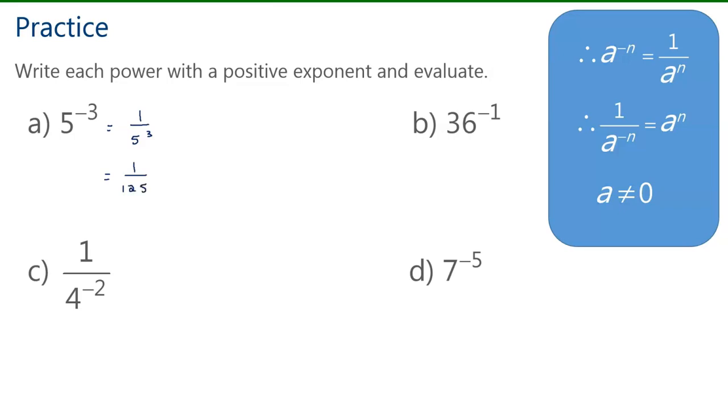Let's look at b. This one's quite simple. It's 36 to the negative 1, using the first law for negative exponents. This is simply 1 over 36 to the power of positive 1, which is just 1 over 36.